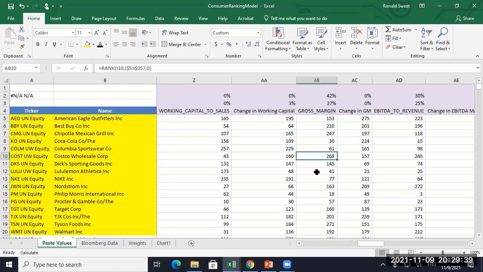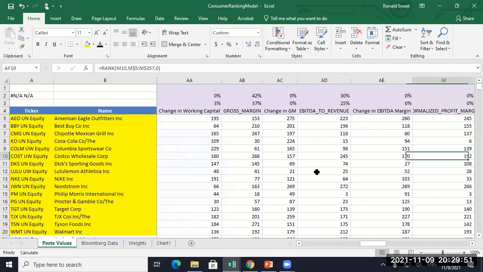But then they should have a really, really low EV to sales. So the fact that they rank poorly in gross margin is okay because they look really cheap on EV to sales. So that's kind of the offsetting factor. Their EBITDA margin, they rank really low there, and that's a really big weight for me. So why doesn't the model like Costco? Because they have such thin margins.